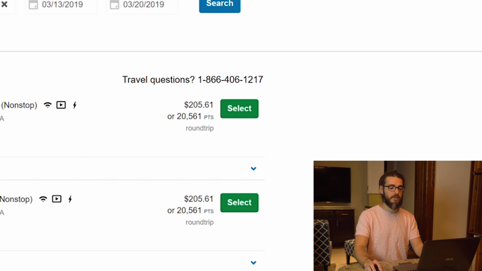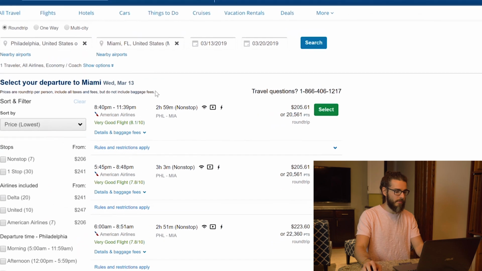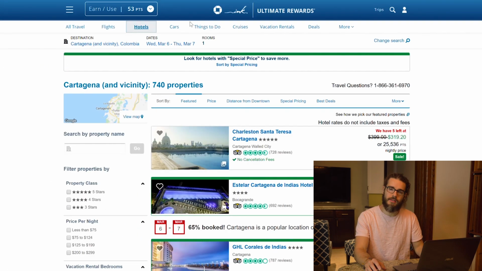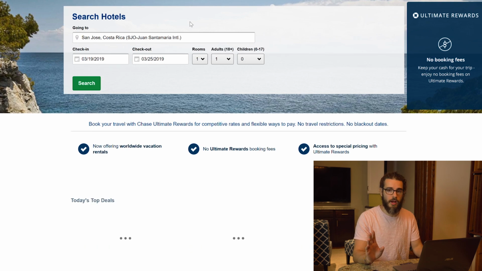The same goes for hotels. We're not going to look at those just to save time, but that's it. So if you have only one of those cards, you're locked into that redemption rate, which is good, but it could obviously be better.